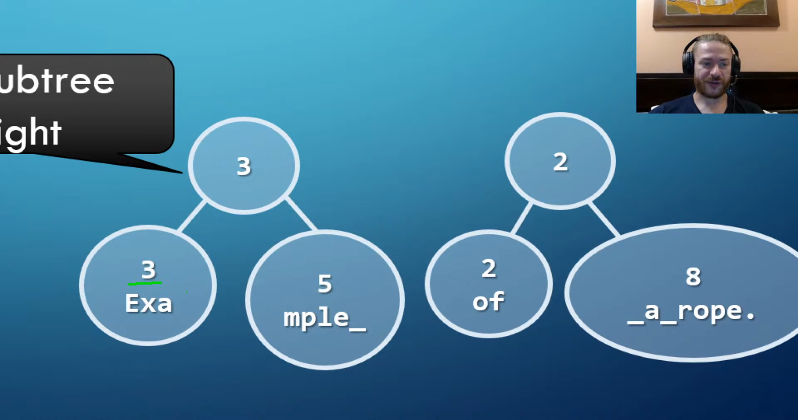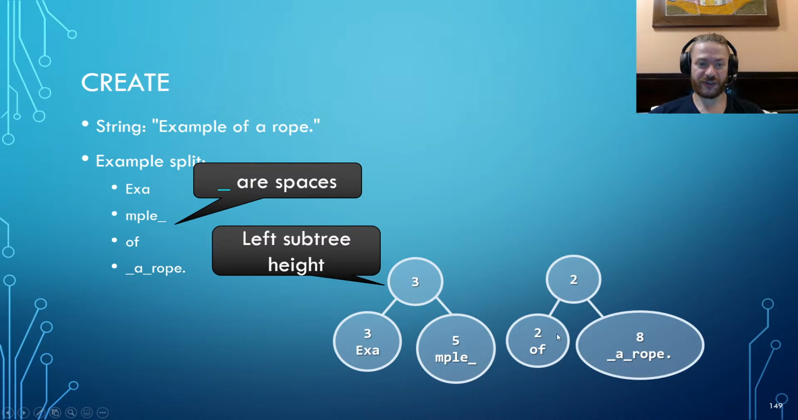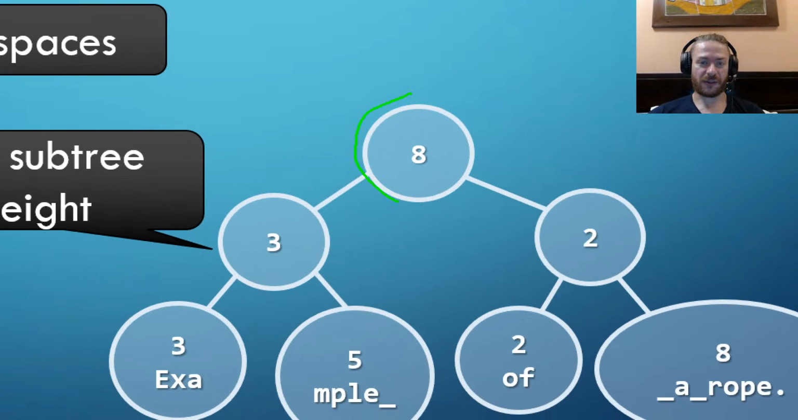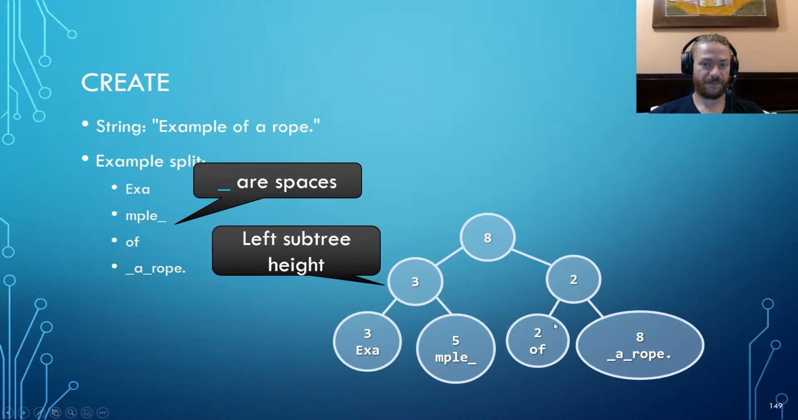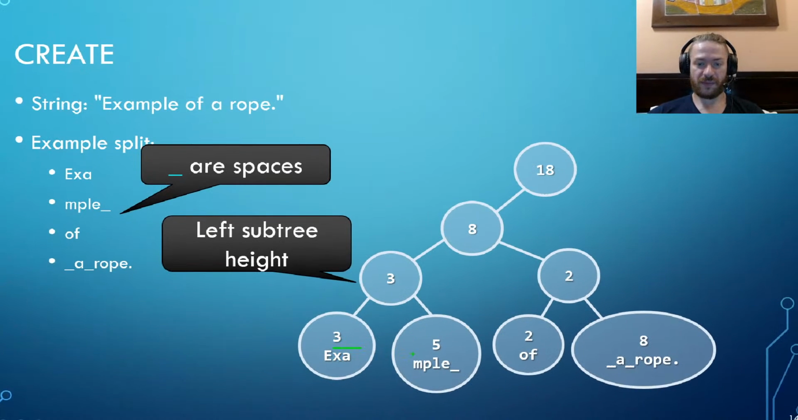Each node stores the length of the string, and each node which doesn't have a string stores the length of the left subtree. Here is 3 and here is 2. Then we add a parent node which stores the length of the left subtree, which is 3 plus 5, 8. Then we have another node which stores the whole string, which currently is 3 plus 5 plus 2 plus 8, 18.